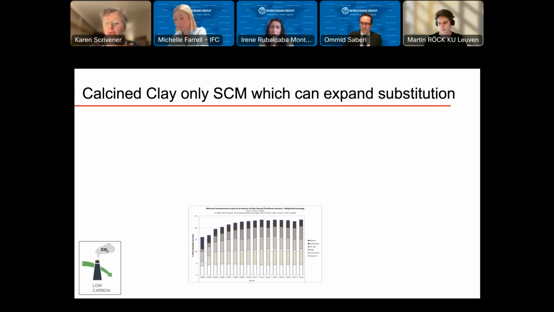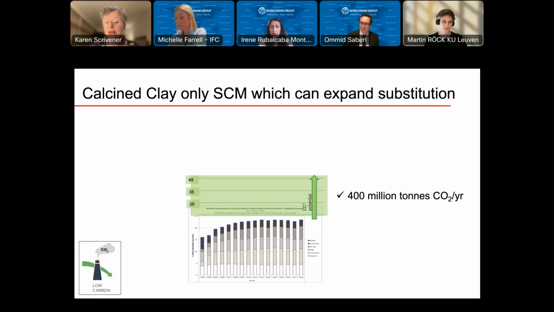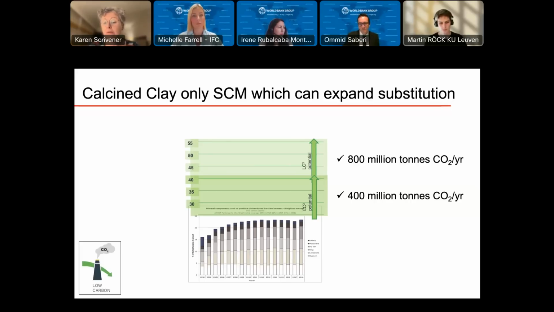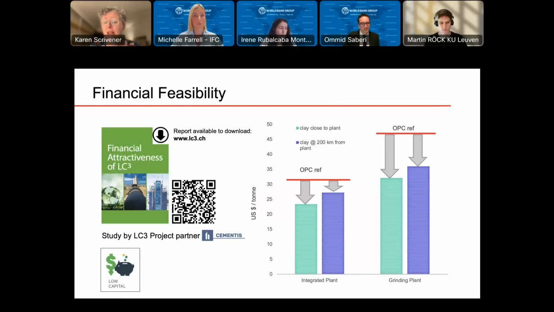Now, if we remove that by bringing calcined clay into the mix, we easily can go to substitution levels of about 40%, which would represent a saving of about 400 million tons of CO2 compared to business as usual. If we're looking further ahead towards 2050, we can advance technically to use higher levels of substitution, and I think we can aim at saving at least 800 million tons of CO2 per year.